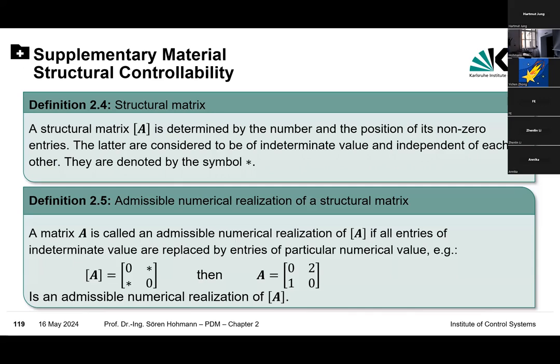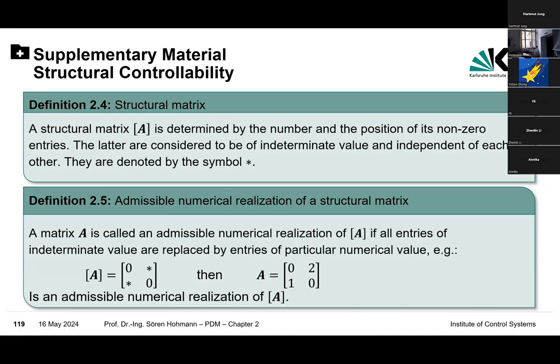But we can separate it as follows. For example, we define a structure matrix A, which is determined by the number and the position of its non-zero entries. So we just look at the entries which are non-zero, and then we make a cross there. And we say this is important. At the crosses we can insert everything we want except zero. Now, suppose you have a matrix which looks like this. Here 0, 0, and a star, star here. So we can enter 2, 1, or 3, 5, but no zeros.